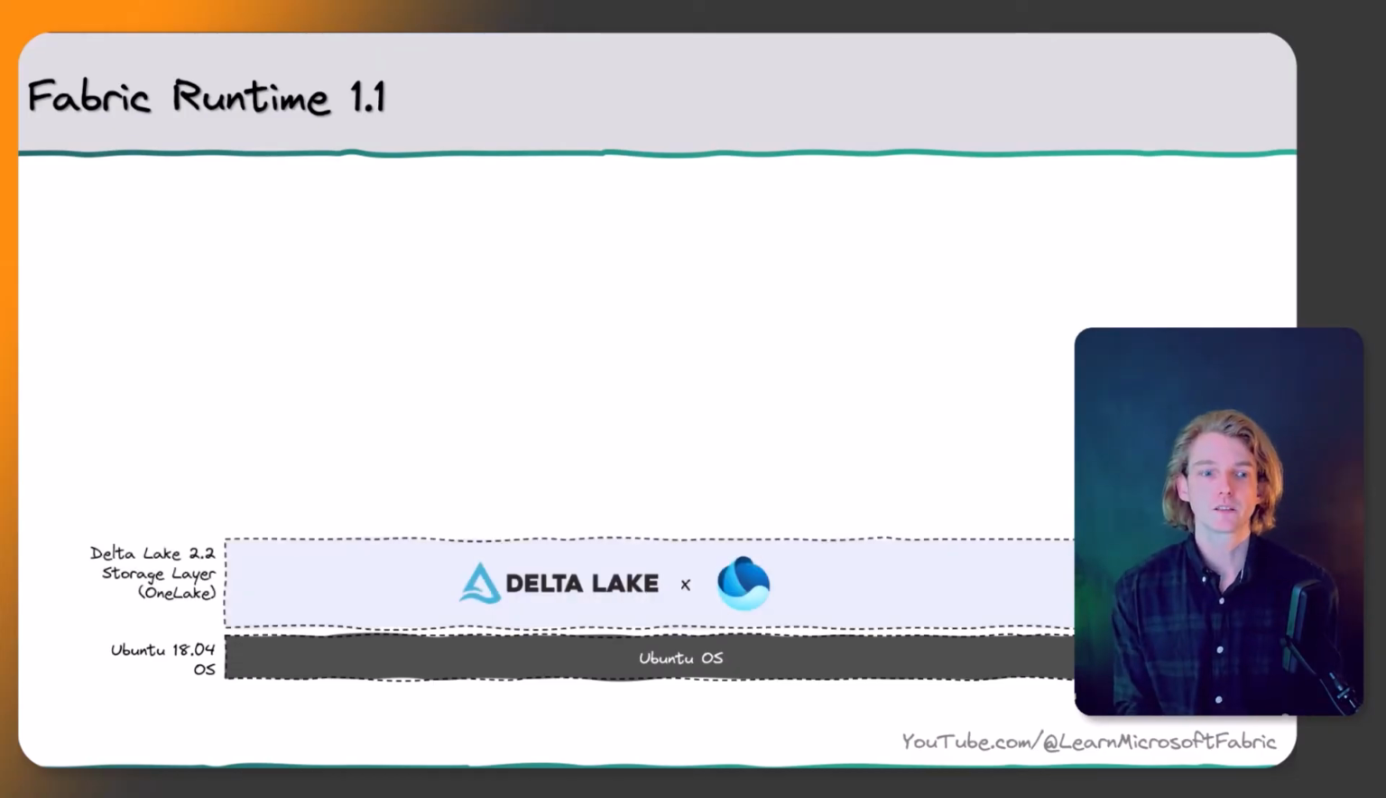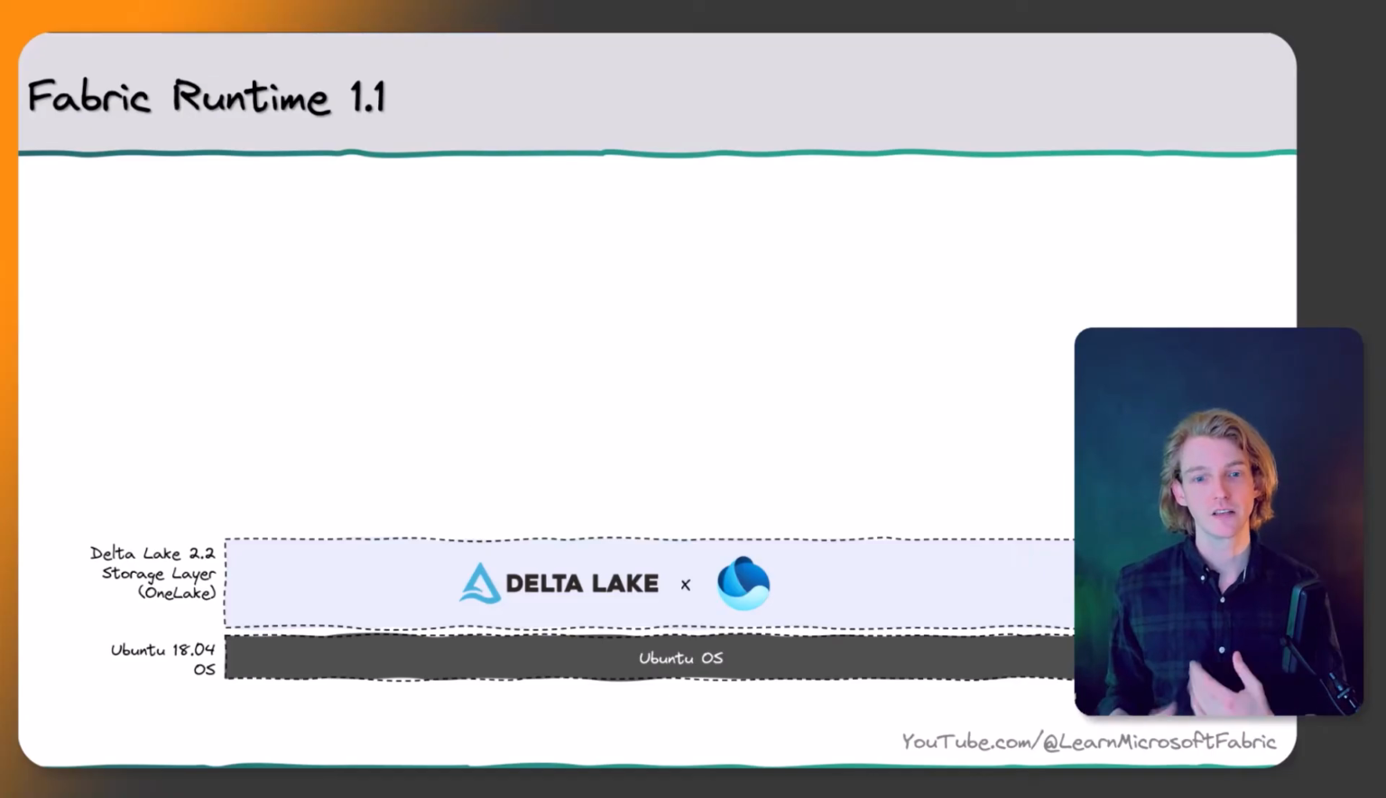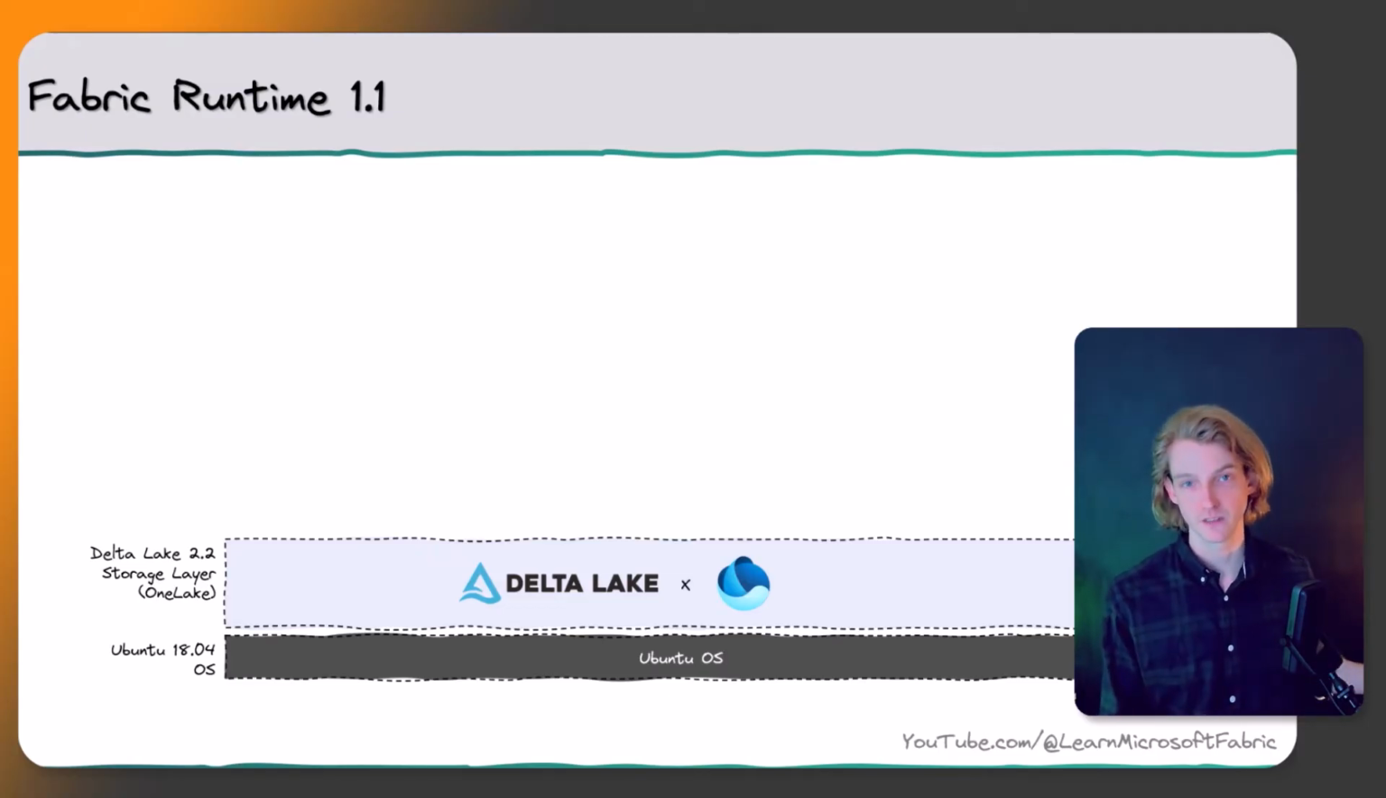On top of this, we have the storage layer, which is built on top of Delta Lake, and specifically Delta Lake 2.2. Delta Lake, as you may be familiar, is an open source technology for managing Delta tables. OneLake is built on top of this Delta Lake technology stack.